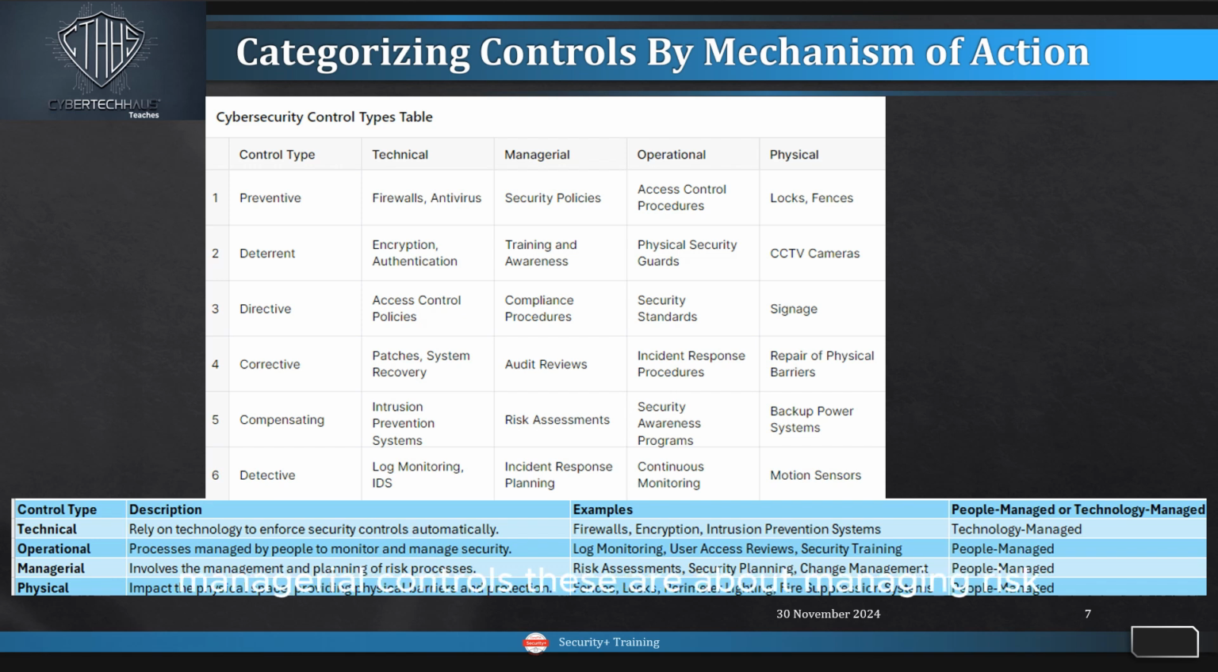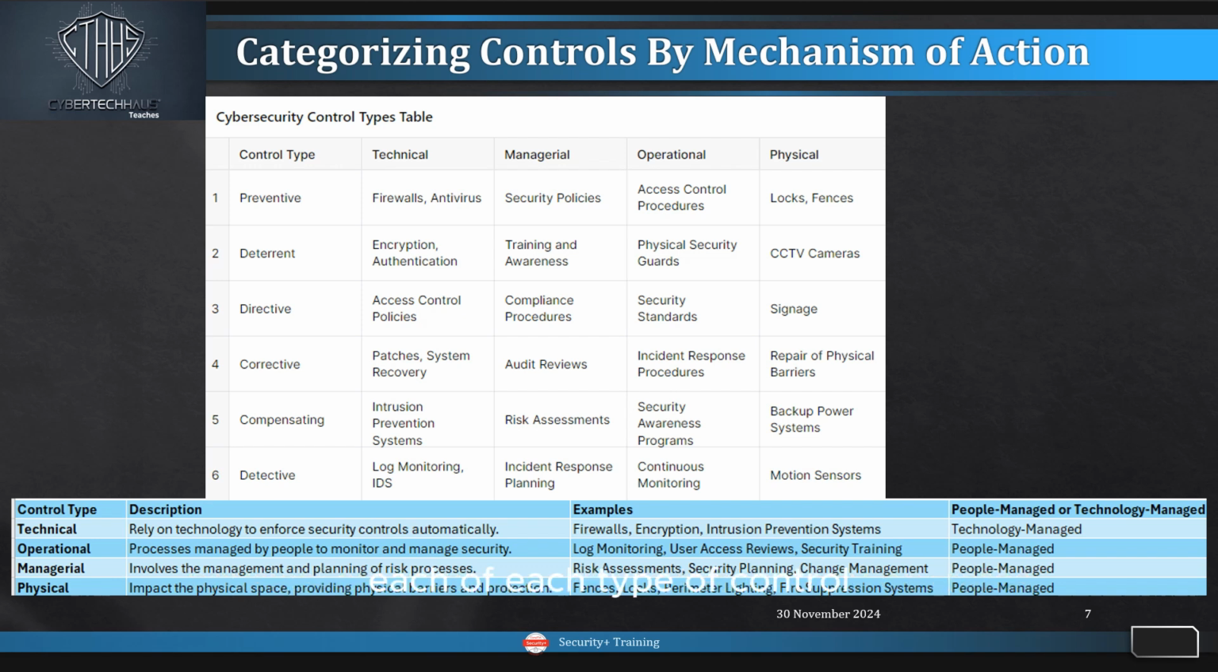Managerial controls. These are about managing risk. They include risk assessment, security planning, and integrating security into everyday business processes. And then there are physical controls. These impact the physical space, like fences, locks, and perimeter lighting. These are the literal barriers to protect the physical environment where technology operates.